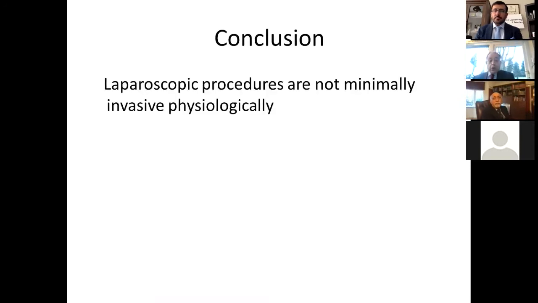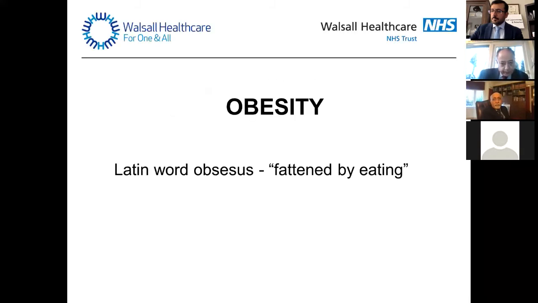So in conclusion, from these few slides, although laparoscopic surgery is minimally invasive from the surgical point of view and the patient's point of view, physiologically, it is not minimal at all. So the anesthetist has to be alert about this.